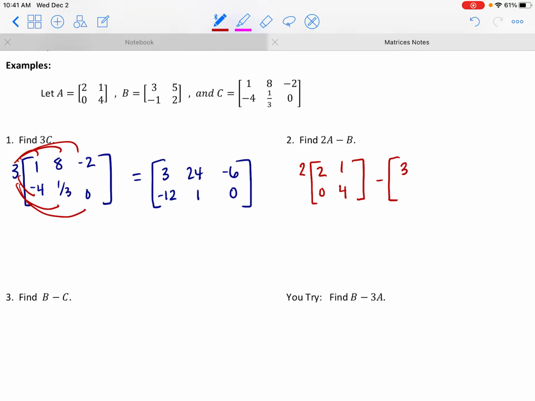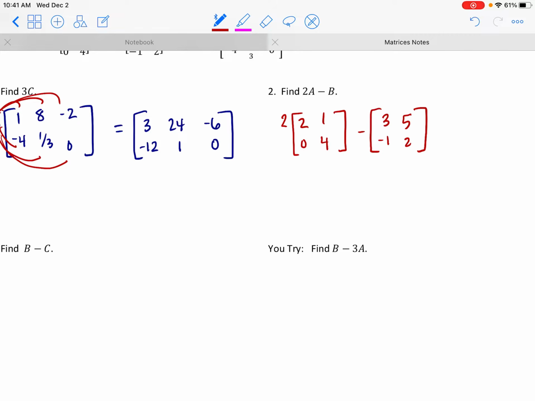So B is 3, -1, 5, and 2. I'm going to go 2 steps here, but if you wanted to do this all in one, you could. By that I mean 2 times 2 would be 4, minus the 3 gets you the 1. So if you could work that way, cool. If you need to show more work, also fine.